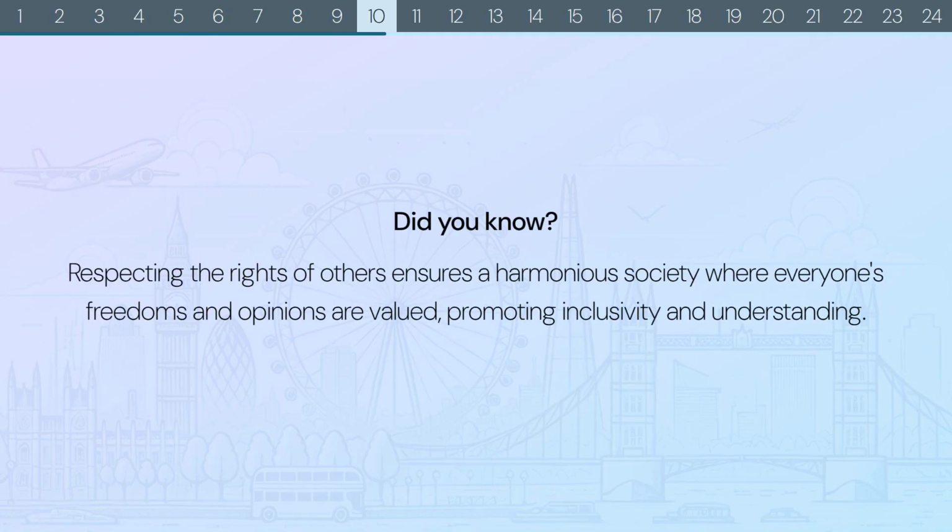Did you know? Respecting the rights of others ensures a harmonious society where everyone's freedoms and opinions are valued, promoting inclusivity and understanding.